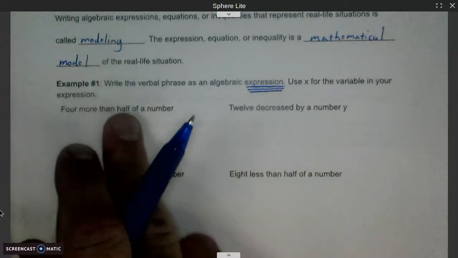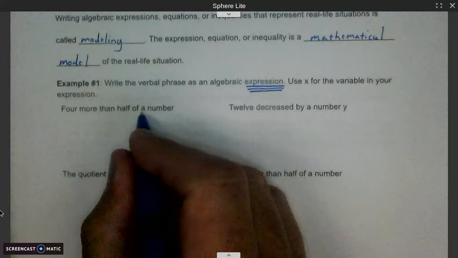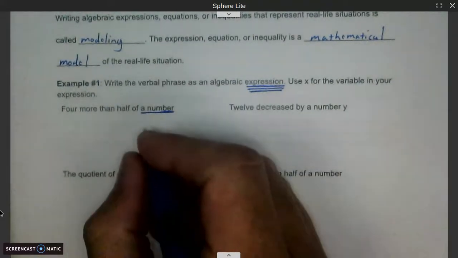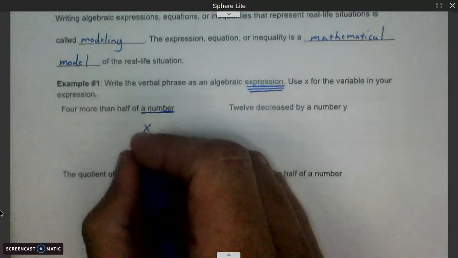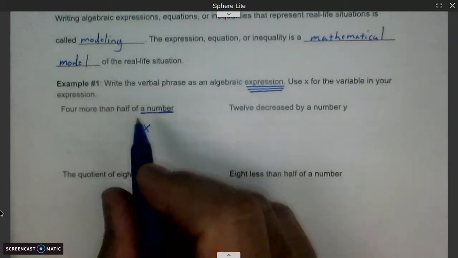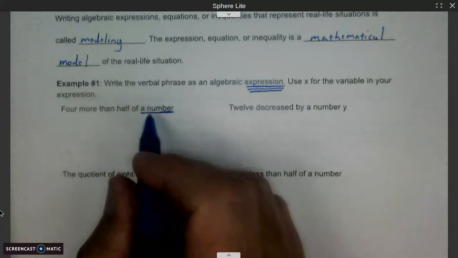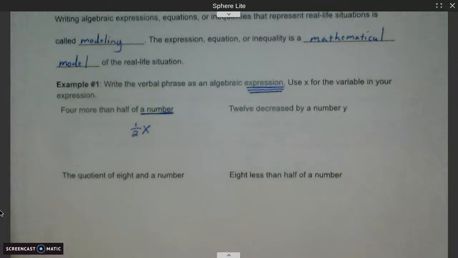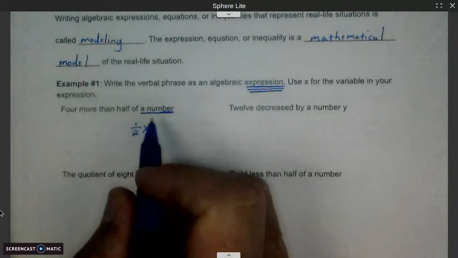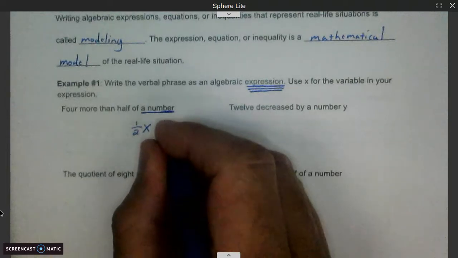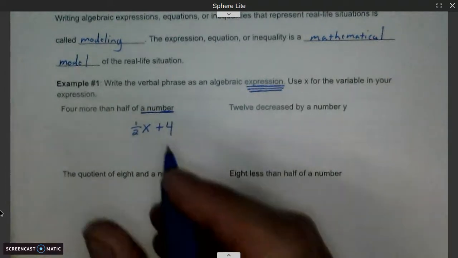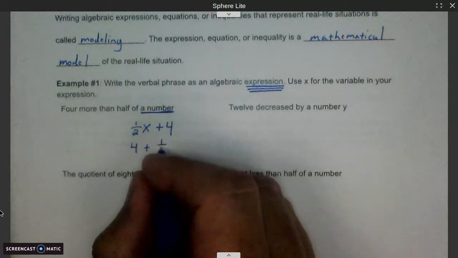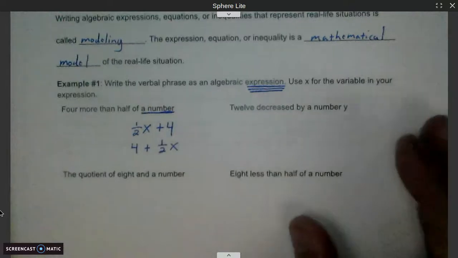So, 4 more than half of a number. Well, I know this represents a number that I'm looking for. I don't know what that number is, so I'm going to say this is going to be a value of x. If I have half of this number, how can I say half of this number? Well, I can say 1/2 times x. If I do 4 more than half a number, I can say plus 4. Now, it doesn't matter where you have the 4. You could also have 4 plus 1/2 x. These are both acceptable answers.